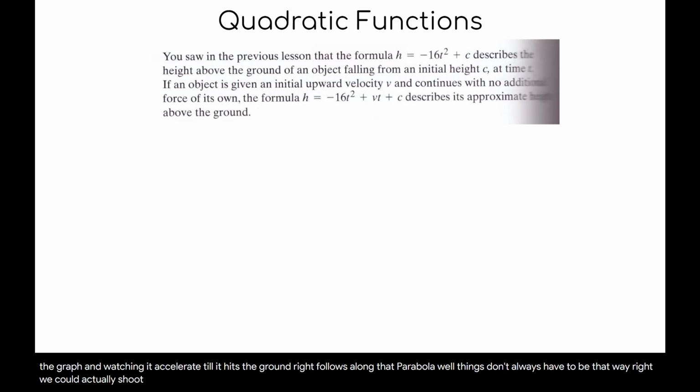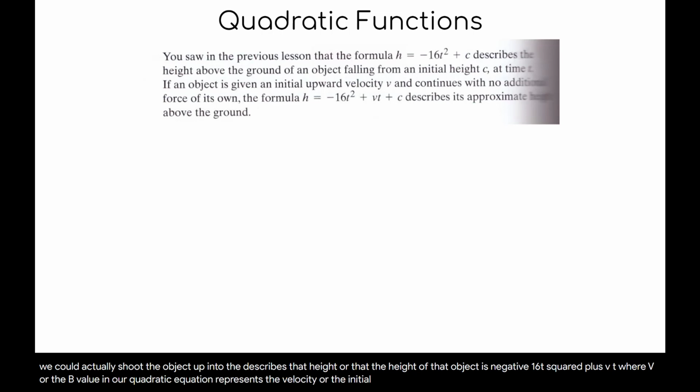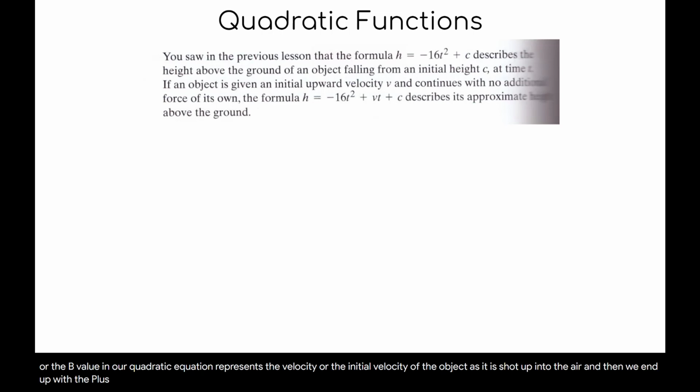We could actually shoot the object up into the air, and the equation that describes the height of that object is negative 16t squared plus vt, where v, or the b value in our quadratic equation, represents the initial velocity of the object as it is shot up into the air. And then we end up with the plus c. Now that plus c is going to have a different meaning here. Well, we'll get into that in a second.